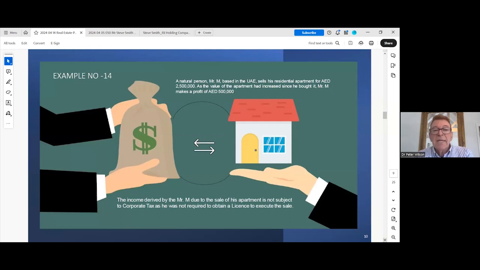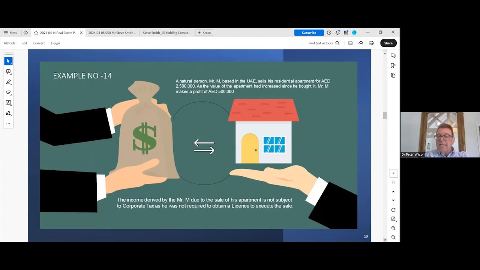So this example number 14 is one that I've taken directly out of the Corporate Tax Guide, and it talks about a natural person, Mr. M, based in the UAE, who sells his residential apartment for 2.5 million. And it says that the property increased in value by 500,000 since Mr. M bought the apartment. The guide says that the income derived by Mr. M due to the sale of the apartment is not subject to corporate tax, as he was not required to obtain a license to execute the sale.